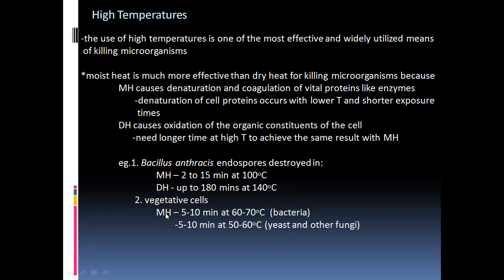So for vegetative cells, moist heat takes 5 to 10 minutes at 60 to 70 degrees C, while dry heat takes 5 to 10 minutes at 50 to 60 degrees C.